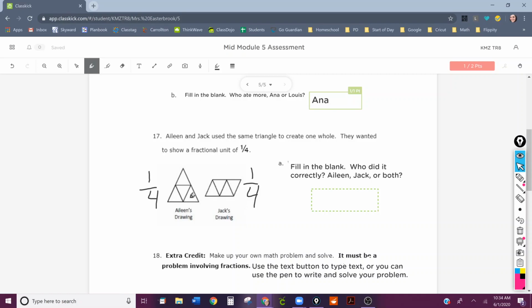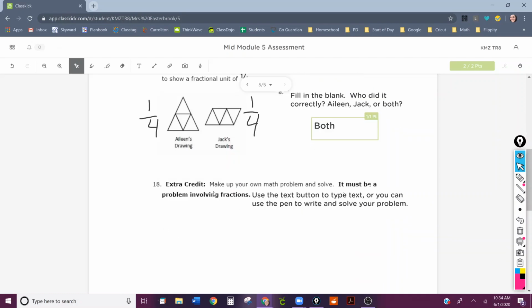So, who did it correctly? Well, even though they drew different pictures, they both still represented a fractional unit of 1/4. So they both did it correctly. So you just had to write both.